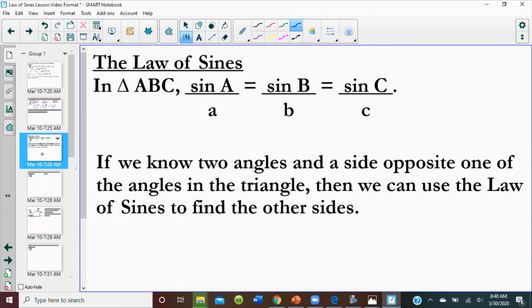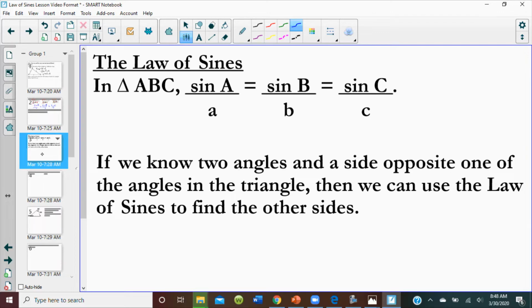And it states in triangle ABC, the sine of A over a equals the sine of B over b equals the sine of C over c. The capital letters represent the angle measures, and the lowercase letters represent the sides opposite of the angles. So if we know two angles and a side opposite one of the angles in a triangle, we can use the law of sines to find the other sides.